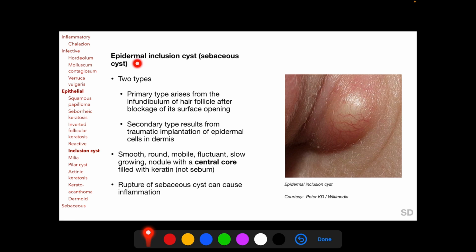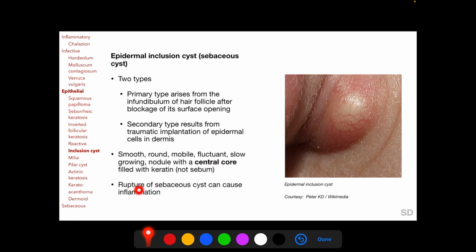Epidermal inclusion cysts, also called sebaceous cysts, are epidermal in origin and not sebaceous in origin, and two types of epidermal inclusion cysts are described. The primary type, which arises from the infundibulum of a hair follicle after blockage of the surface opening of the hair follicle, and a secondary type resulting from traumatic implantation of the epidermal cells within the dermis. They appear as smooth nodules which are round, mobile, fluctuant and slow growing, often with a central core filled with keratin, and they do not contain sebum.